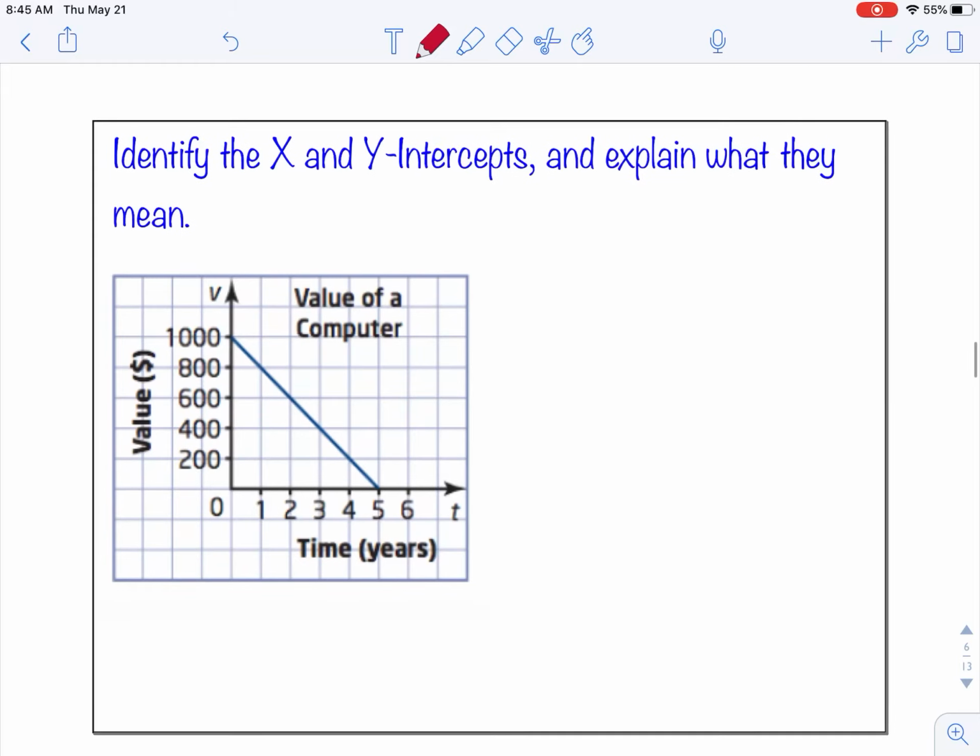We know that y-intercepts are important because they're usually our starting point. So let's look at our y-intercept, when the line crosses the y-axis. Let's look at our graph. This says value of a computer. We have time in years as our independent variable. We have our value in total money as our dependent variable.